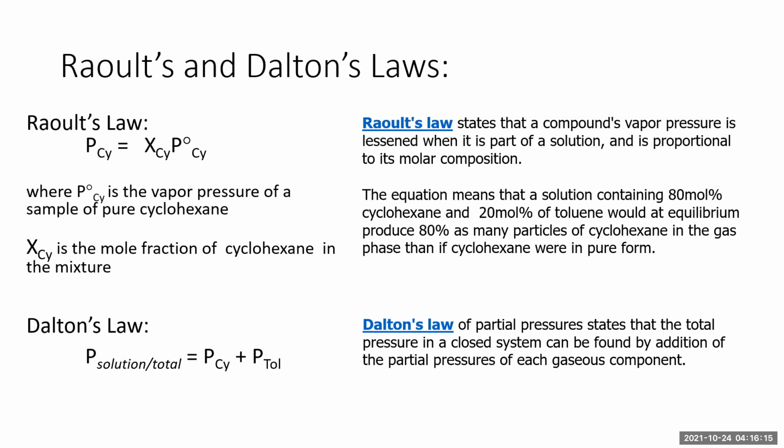Okay, moving on to Dalton's law. Dalton's law of partial pressure states that the total pressure in a closed system can be found by addition of the partial pressures of each gaseous component. So what this is stating is that if we have multiple liquids that are going to be forming vapor pressures because they're being heated, the overall total vapor pressure produced by the solution is going to be that provided by cyclohexane and that provided by toluene in the case of a two-component mixture.